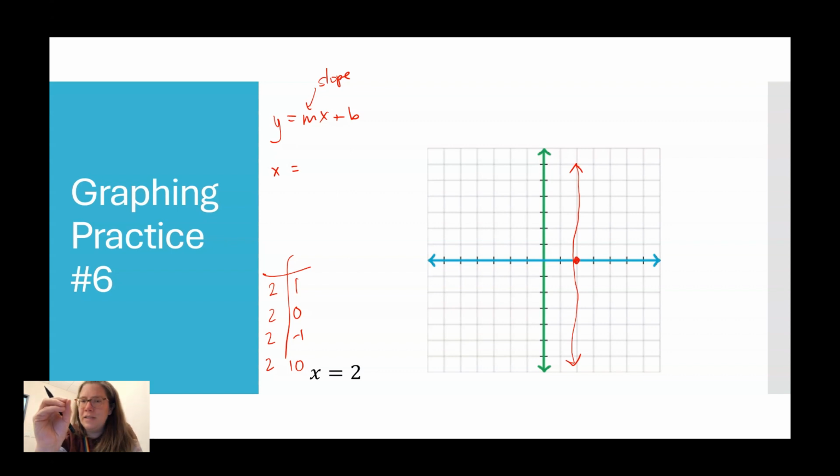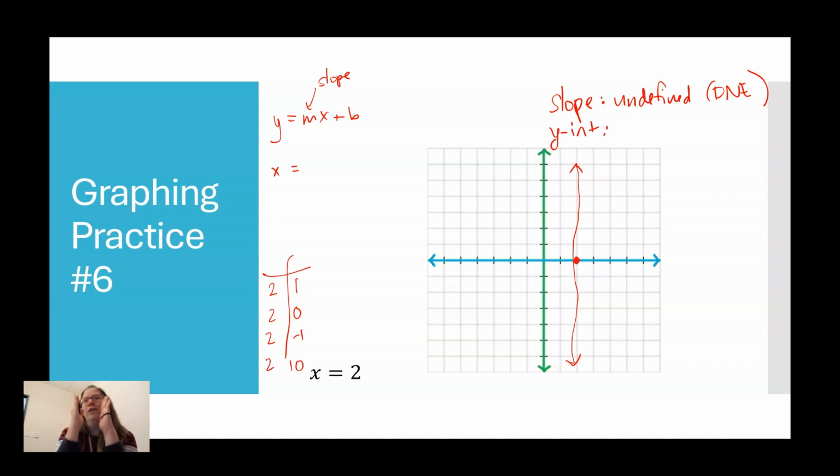What is the slope of this line? This does not have a slope. It is entirely undefined, or we might say DNE. And while we're here, let's notice, what's the y-intercept of this? There is none. It's parallel to the y-axis, so it never touches it. There's also no y-intercept. It does have an x-intercept at 2, but it never touches the y-axis. So, all right, let's keep going.